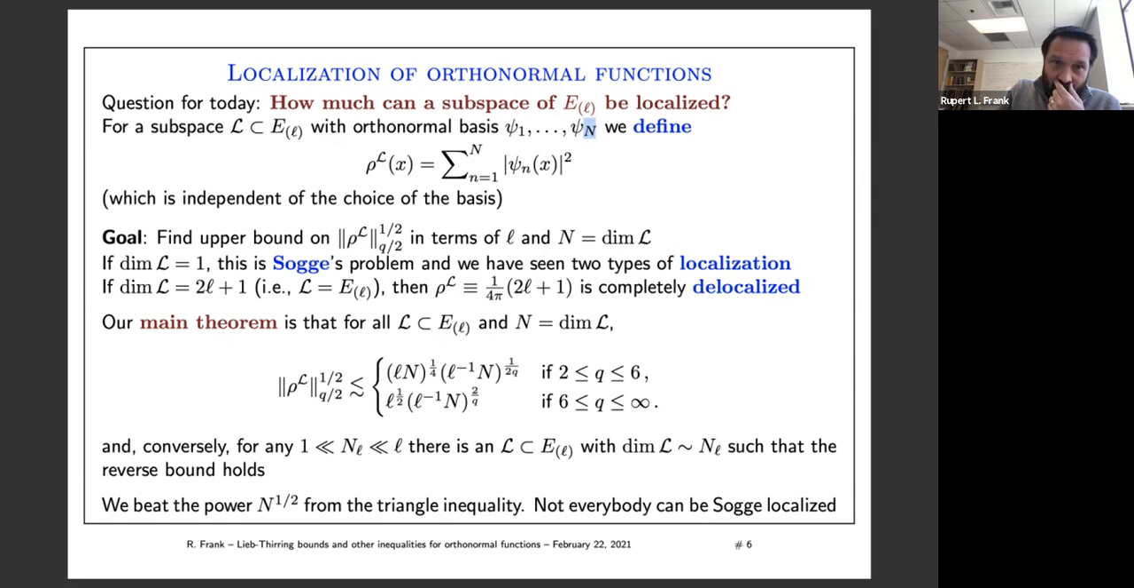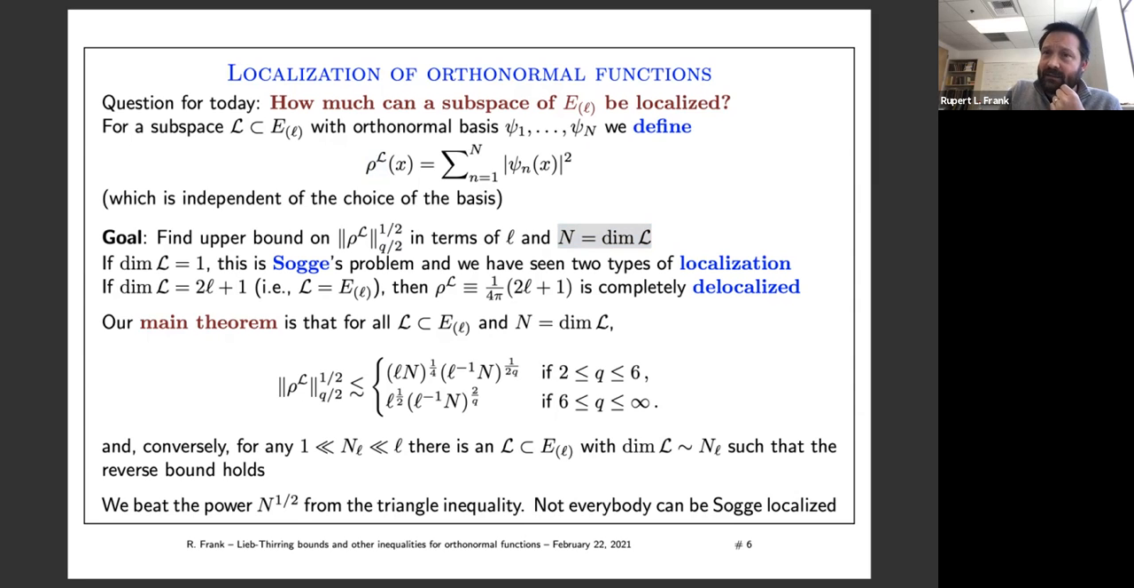Then our goal is, again, we look at the Q norm of this square function, or the Q over 2 norm of that density, if you want. And we want to bound this in terms of the two parameters that we have now. One parameter is L, that's the degree of the eigenvalue. And the second parameter is the number of functions that we've chosen.